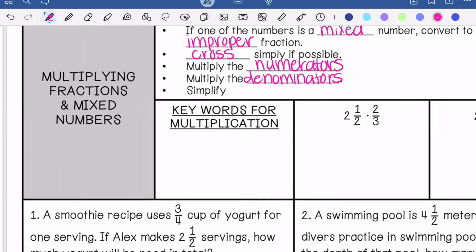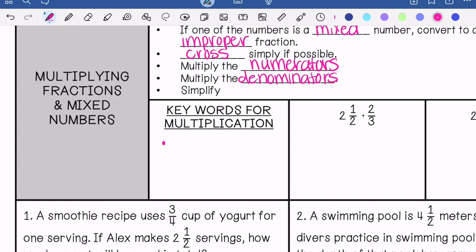Some keywords you may see in a multiplication word problem: per, each, every, total. There are more, but those are just some examples.